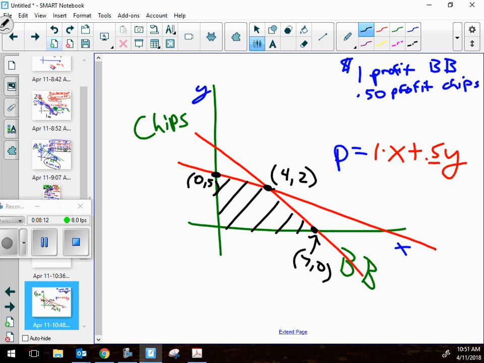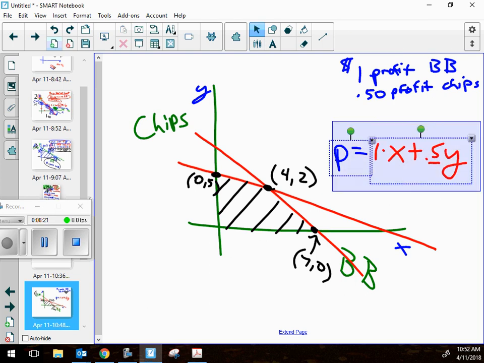My question is, would you please figure out how much profit the vertices of the feasible region would yield?